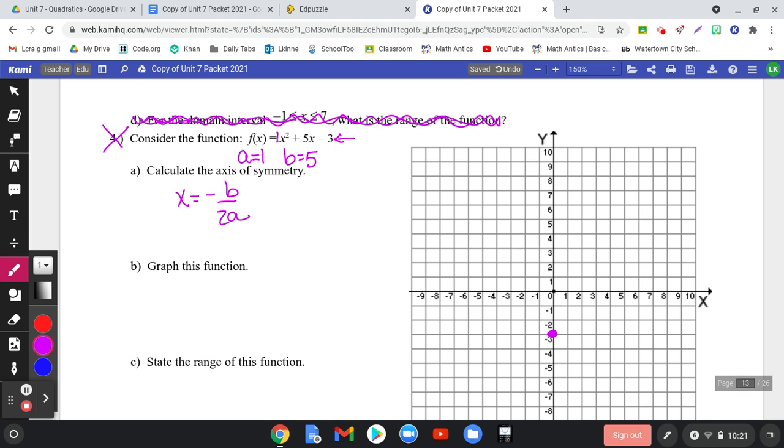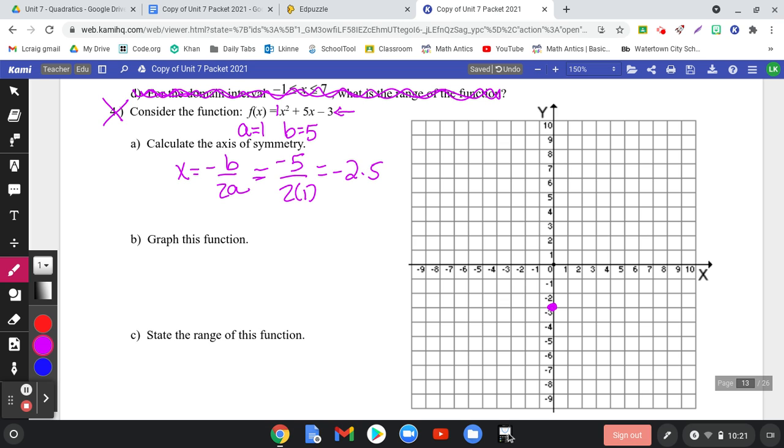All right, x equals -b over 2a. So -5 over 2 times 1. -5 divided by 2 is -2.5. That's your axis of symmetry. That's the line where you're going to fold it in half.